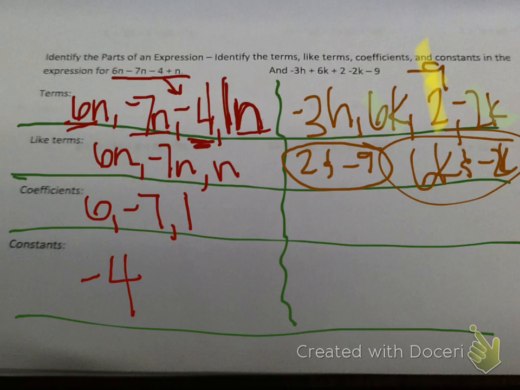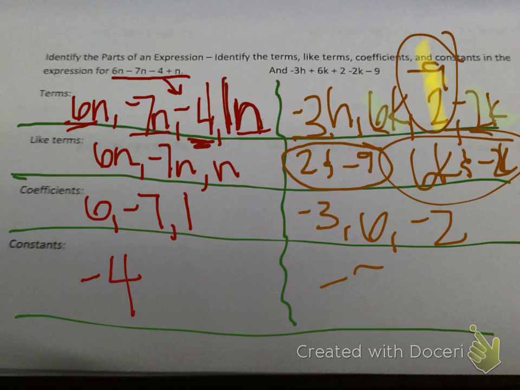The coefficients, so I would start down here, negative 3, 6, and negative 2. And the constants then are negative 9 and 2, just the regular old numbers. Alright, so you will have to do that on your next test and in class. So make sure you think about those terms, those definitions, and what they mean.